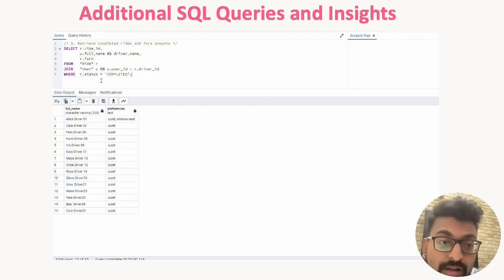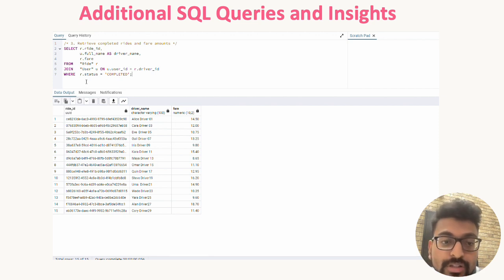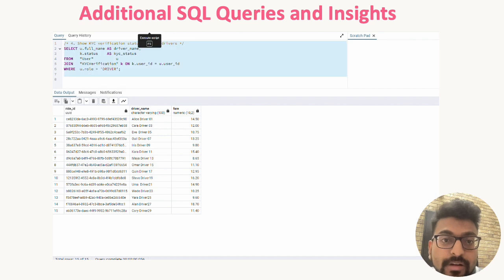Query 2, passengers who prefer quiet rides. Here we look for passengers whose preference text contains the word quiet. The marketing team can target these users with silent ride options, and drivers who advertise quiet cabins can filter on this list. Completed rides and fare accounts.